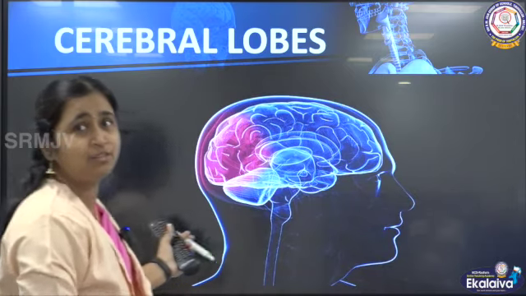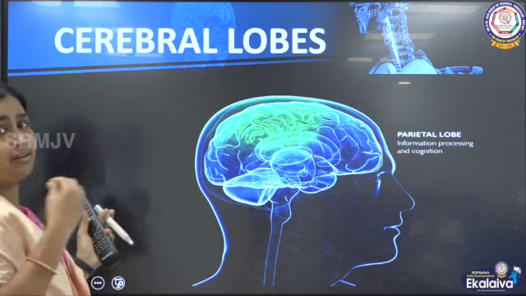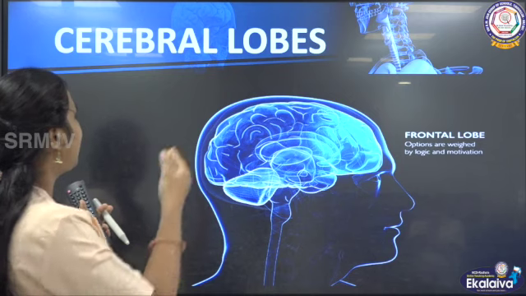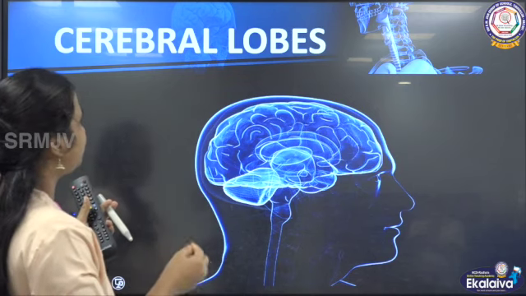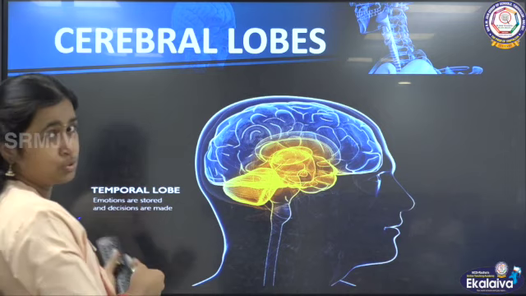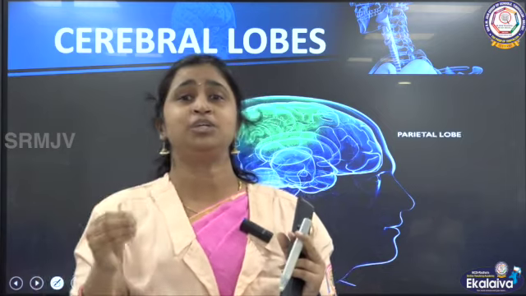And here you can see the function of the four lobes also. First occipital, the images and color. Then parietal, it's an information processing center. And then frontal, it's an option where you can think about it. Then temporal lobe, emotions are stored. These are just the lobes. And here we are going to talk about the associated area.